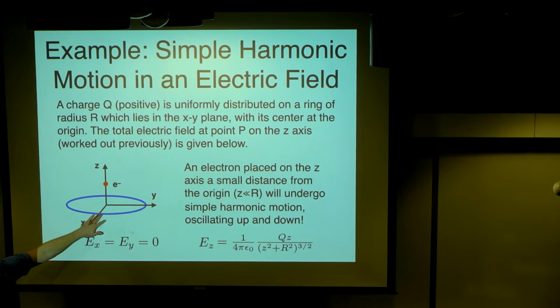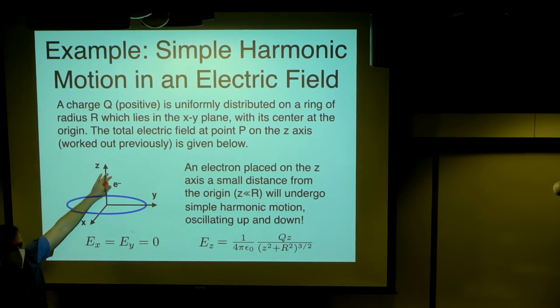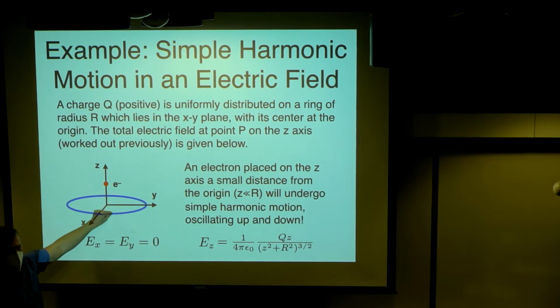The ring has a positive charge, doesn't it? And the electron has a negative charge. So it's going to be attracted. If we put it up here, the ring is generally speaking pulling it down, right? But it will move down and then overshoot the center, right? It's not just going to stop at the center. It's going to keep going.